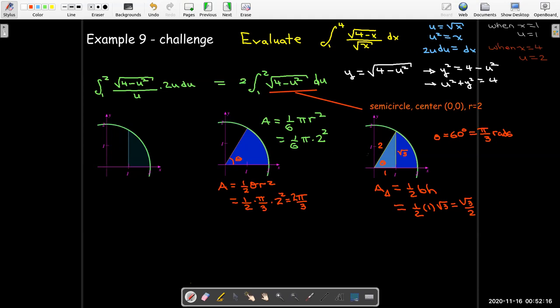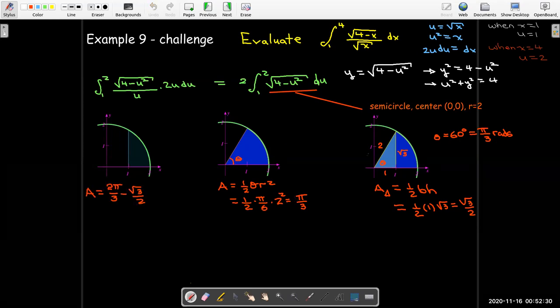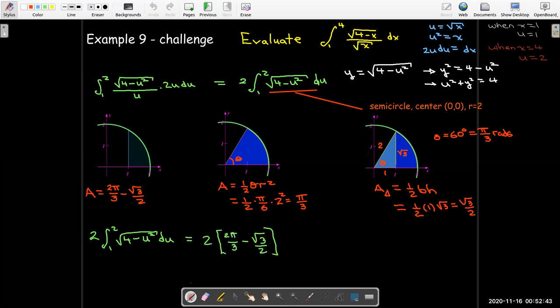All right, so now if I want to find the area of this dark blue part, which is the area of the shaded part in my original drawing, I just need to take the area of the sector, subtract off the area of the triangle. And now I know not the full answer because I still have the multiplying factor of 2, but I can say, okay, let me just take that area of the shaded part, multiply it by 2, and that is the value of the integral.